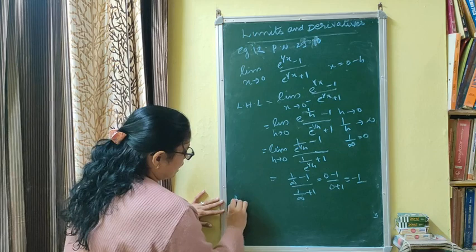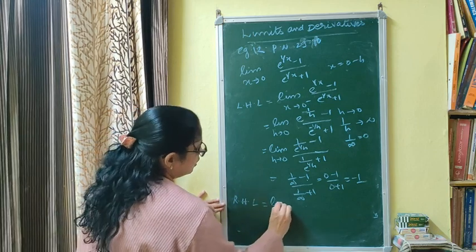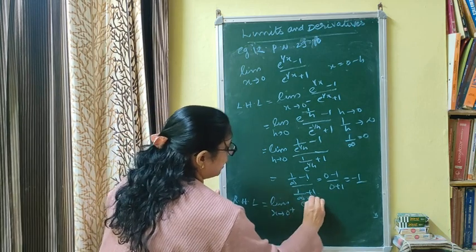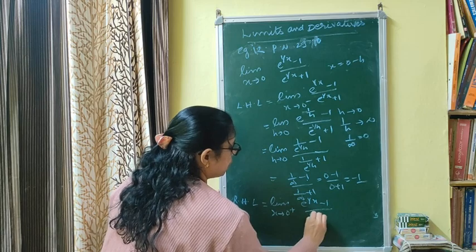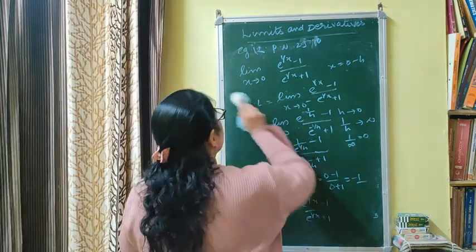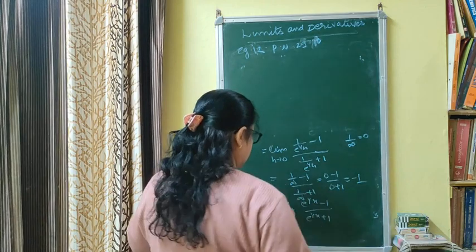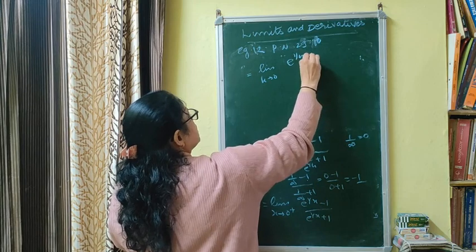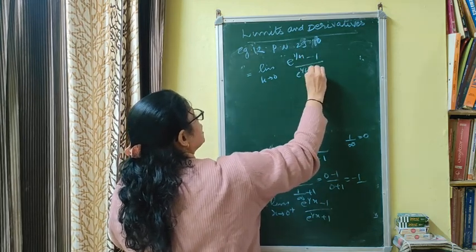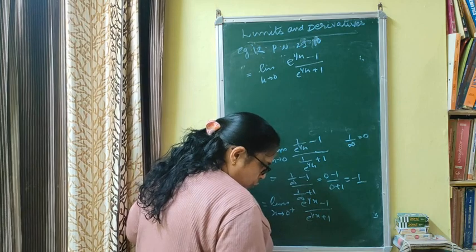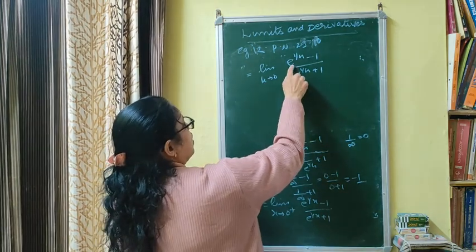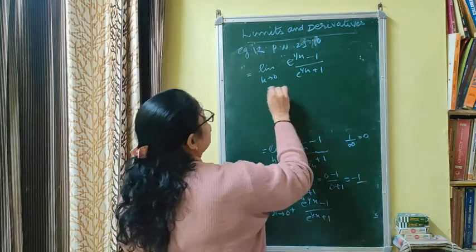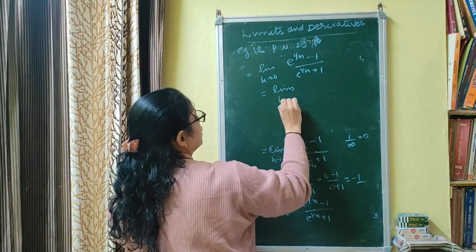Now you have to find the right hand limit. RHL is equal to limit x tends to 0 plus of e power 1 by x minus 1 upon e power 1 by x plus 1. Now we have to convert in h form, that is limit h tends to 0 of e power 1 by h minus 1 upon e power 1 by h plus 1. Now this is in positive form. If you put the value, it will come in not defined form, so what will we do? We divide by e power 1 by h. This step is very important.